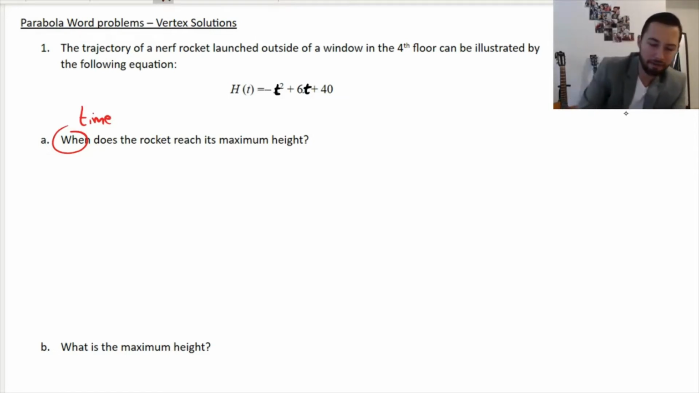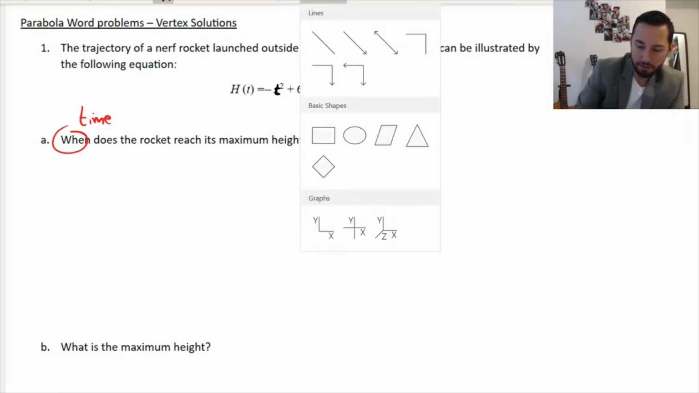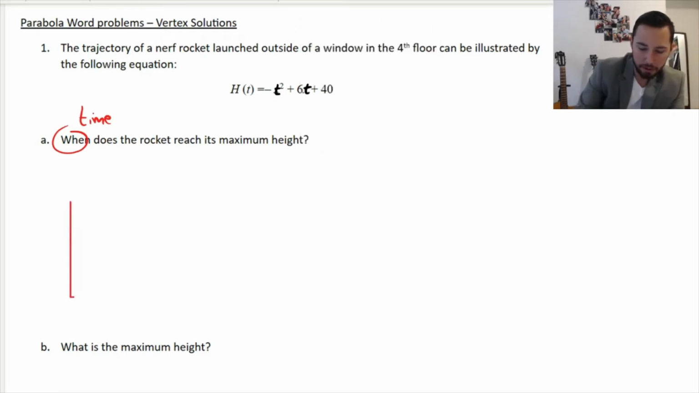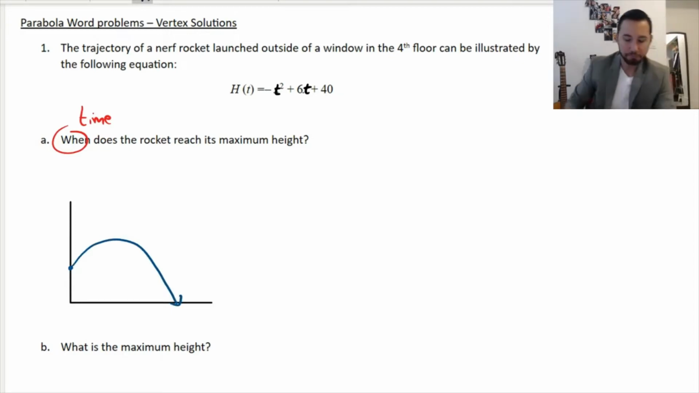And I don't have the values yet, but I could have a graph here that looks something like this, and I could say, well, this has to look something like this. So this is some rocket launched from the 4th floor, and it's going to go up and then back down. All right, so I just launched the little Nerf rocket, it went up, it went down. So it's asking me, when does the rocket reach the maximum height?